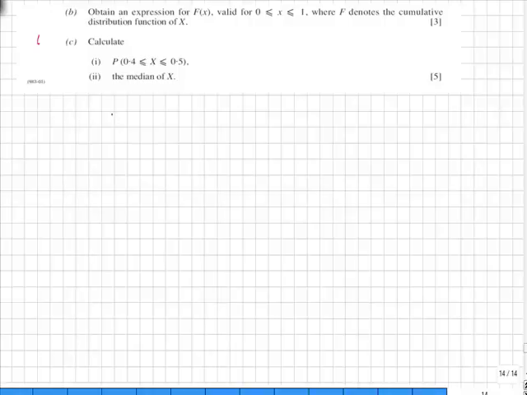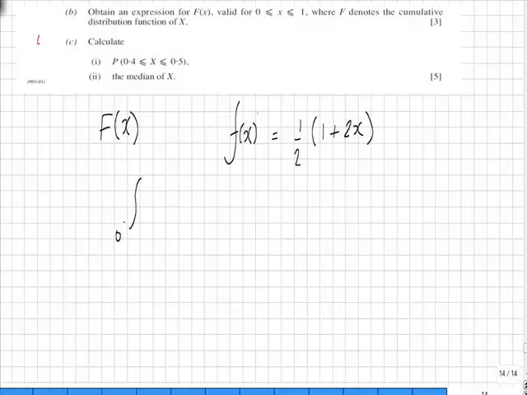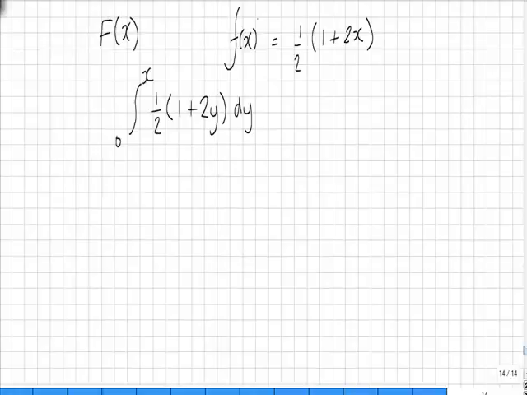Part B, we're asked to find the expression for our cumulative distribution function. We know that that would be the integral of our PDF, which we know to be a half (1 plus 2x) from the previous question. So first of all, we'd set up our integral between 0 and x of a half (1 plus 2y), and we call it y here, because we're going to be substituting x in later as our limits.